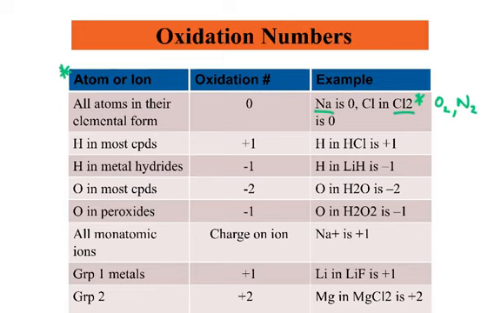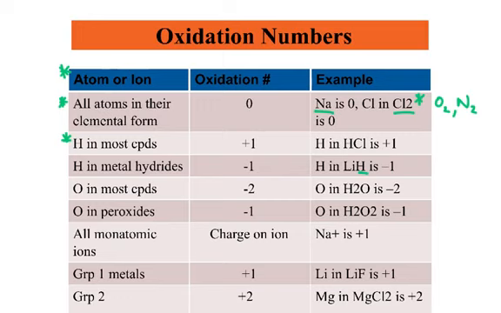Hydrogen in metal hydrides is a -1. So this is when a hydrogen is partnered with a metal. This is really uncommon, so you're not really going to see that very often. You'll definitely see the other ones a lot, but metal hydrides are pretty uncommon.